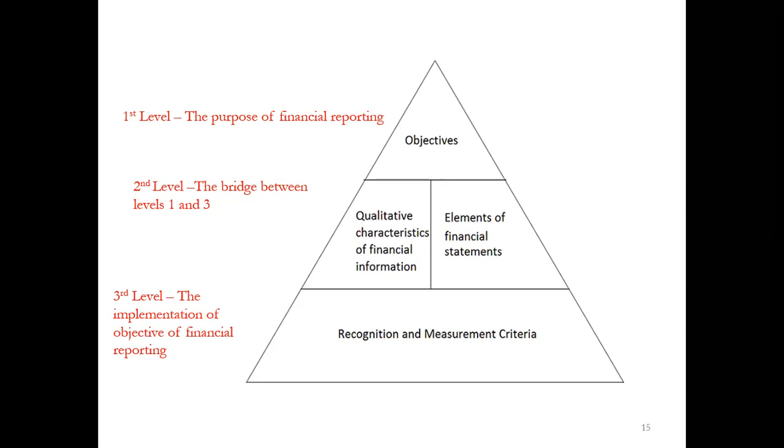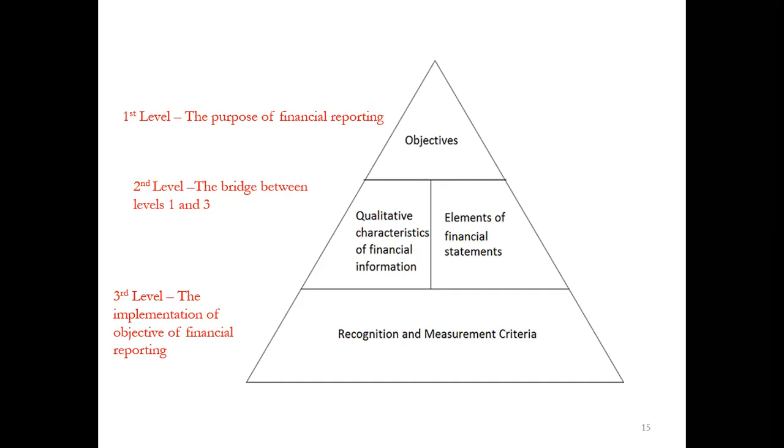Then, in order to achieve that objective, basically, if I talk about the objective, it is simply, we'll be discussing them later, to provide the financial information to the existing and potential investors, lenders, and creditors to make resource allocation decisions. So the objective of financial reporting is to provide financial information to investors, lenders, creditors to make the resource allocation decision.